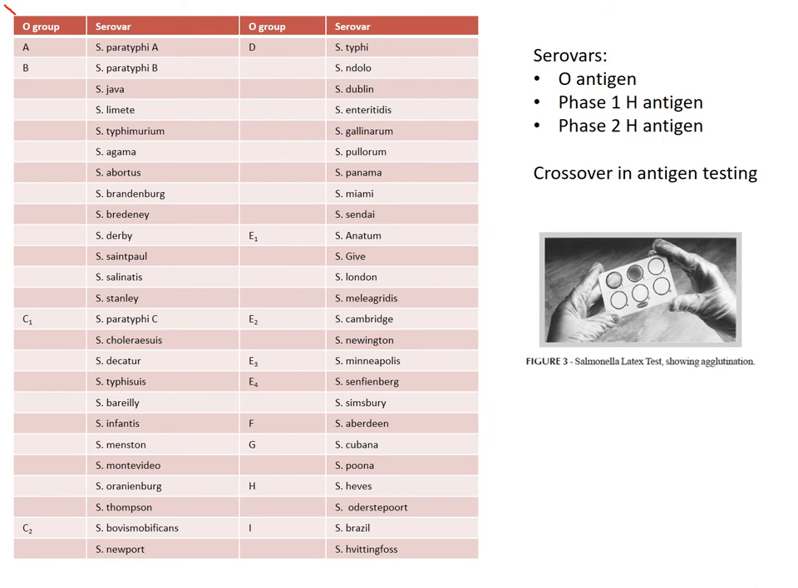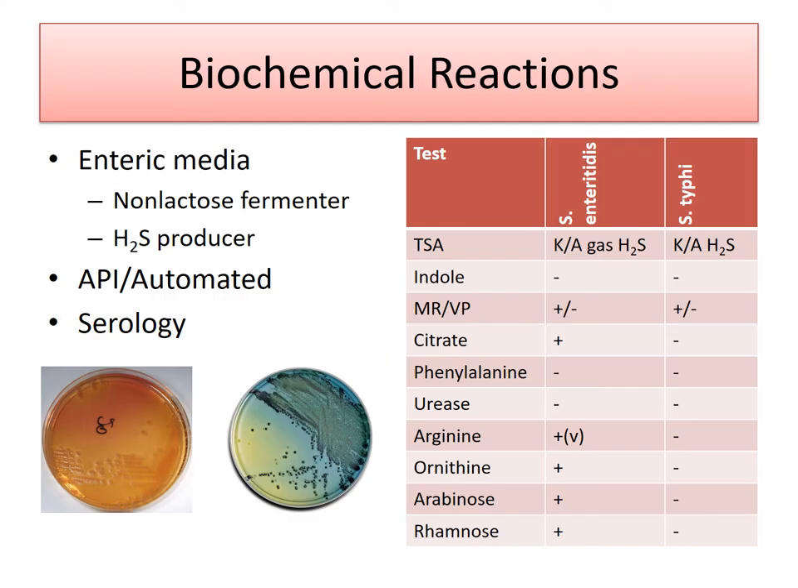And because there's a lot of crossover in antigen testing, as I said, there are some labs that are moving toward molecular testing. If the doctor does require the exact serovar, then in most cases, we'll probably send that out for reference testing because we'll want the H antigen, and those tests are done by reference labs, okay? So you would need to have that H antigen in that case. Okay, but before you get to the serology, you have to have identified it as a Salmonella species.